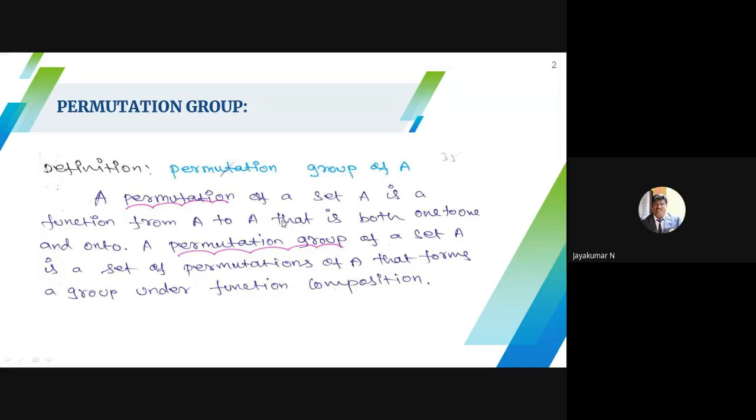A to A, that is both 1 to 1 and onto. So permutation means, for a set A, a function from A to A. That is called permutation, and the function is 1 to 1 as well as onto. Permutation group of a set A is the set of all permutations of A that form a group under function composition.